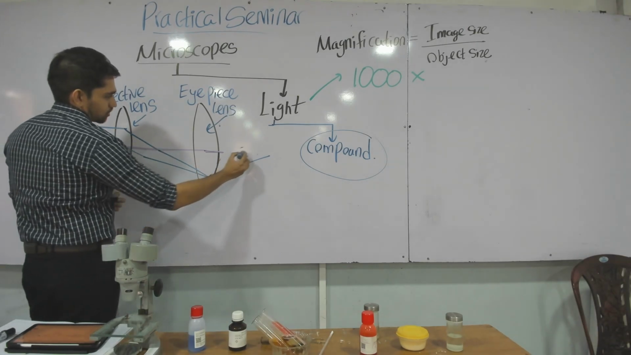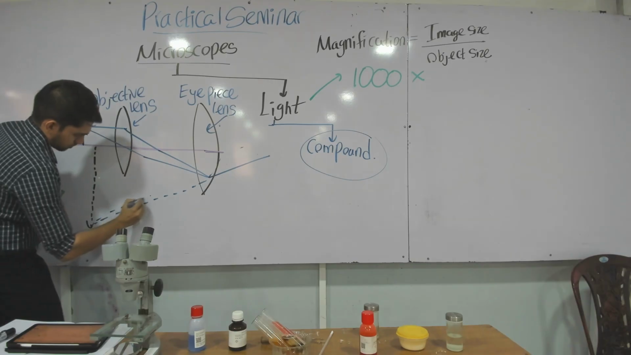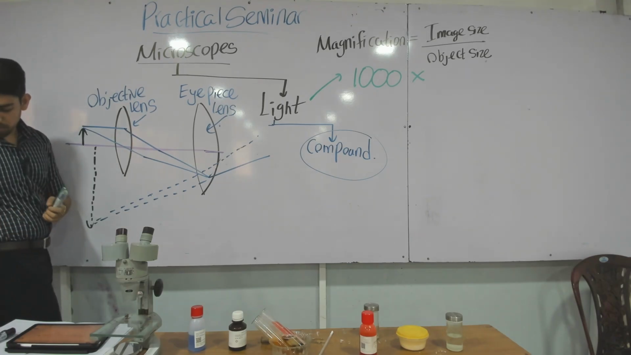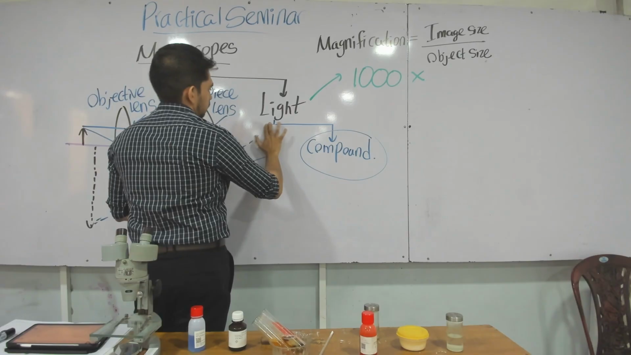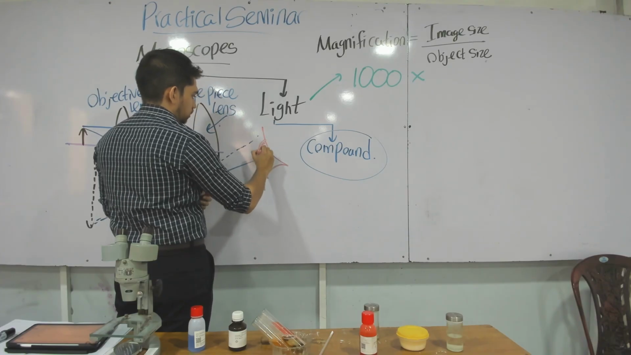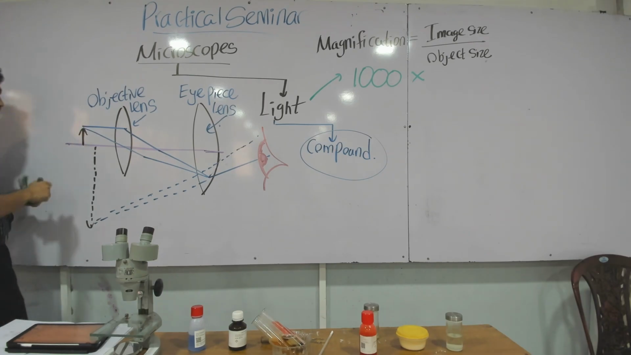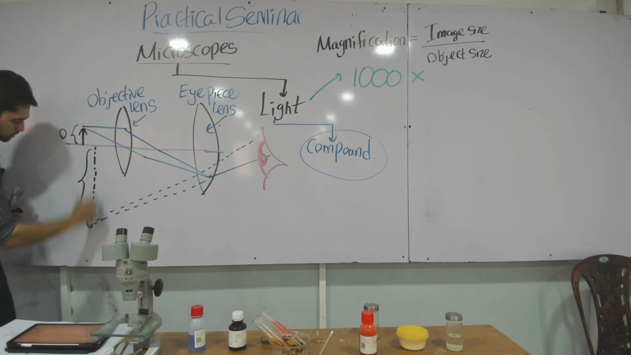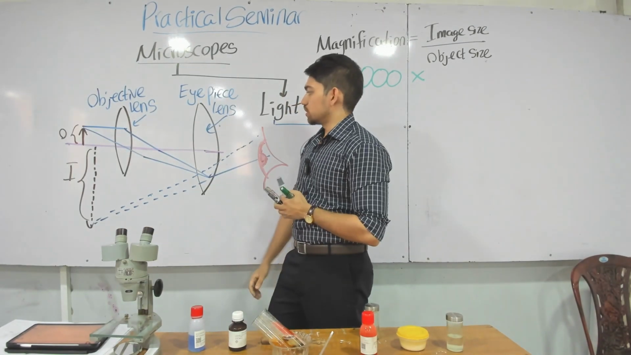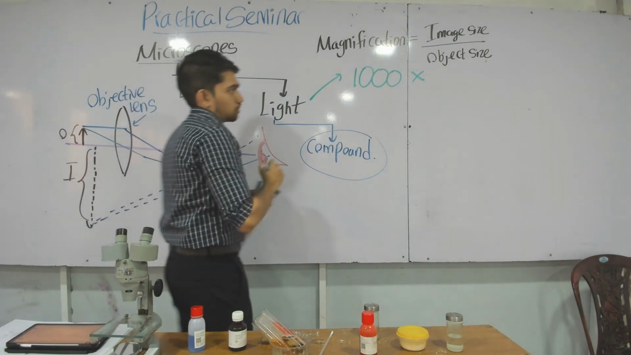Right? So this is the image that is going to be produced at the end by these two lenses. At the end of these two lenses, we are going to keep our eye here. This is your eye, and you are going to see this image. This is the object, and this is the magnified image. This is how in a compound light microscope you produce a magnified image.